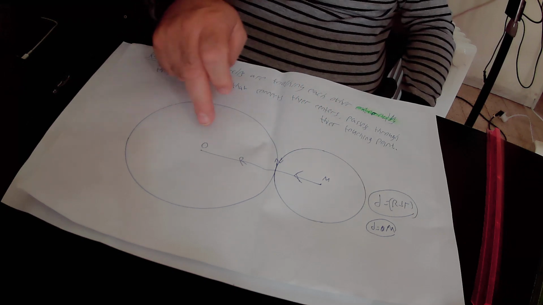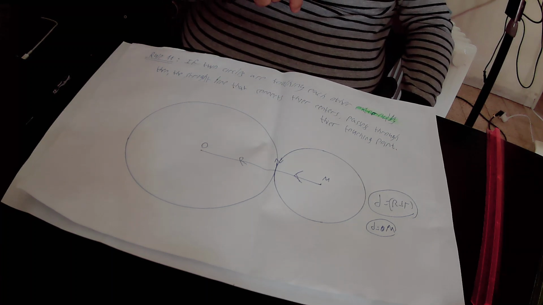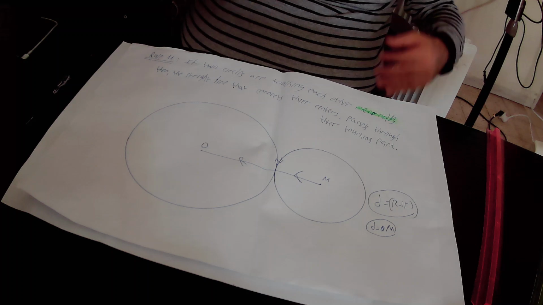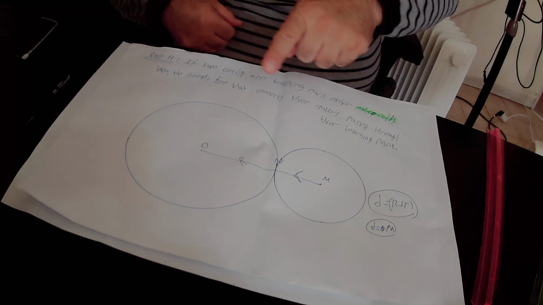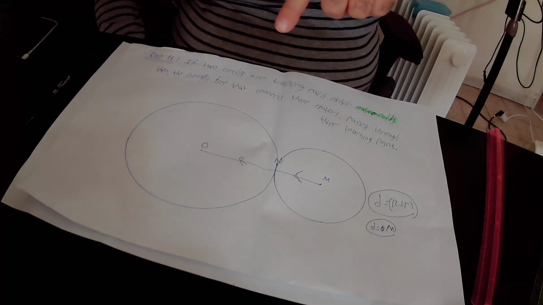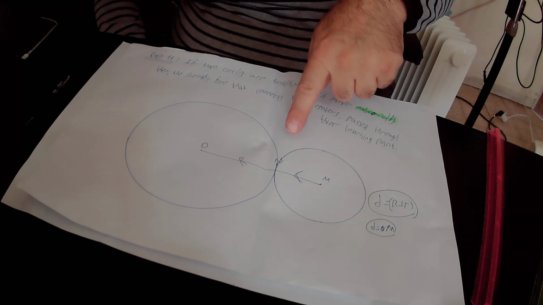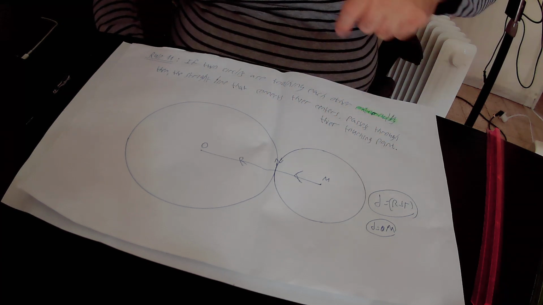So this straight line OM must pass through point N, that is their touching point. Whenever you have an external notch between two circles, the straight line that connects their centers together must pass through their touching point. In this case, the straight line OM must pass through point N, or O, N and M is one straight line.